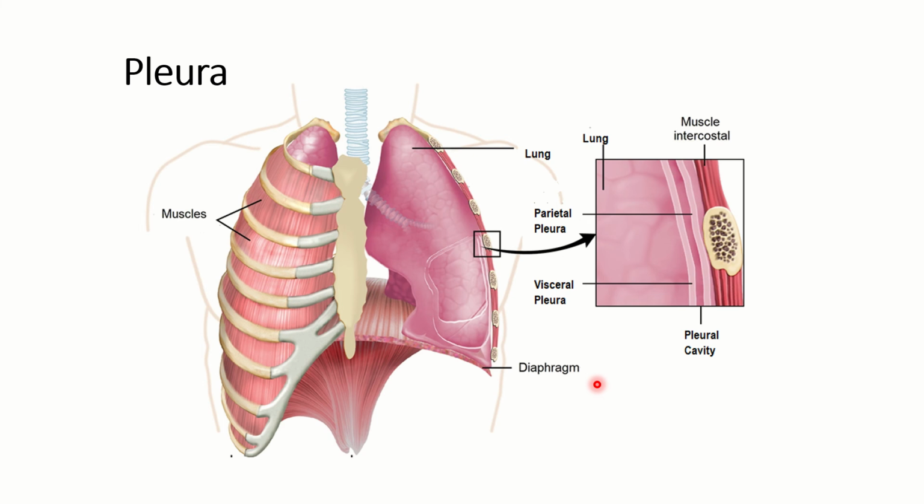Pleura are surrounding the lungs. There are two of them. One of them is called visceral pleura, and this is directly attached to the lungs, and the other one is the parietal pleura, and that is directly attached to the chest wall. And you have a cavity here in between, and that's called the pleural cavity, and once again serous fluid is there. So that's continuously produced and absorbed.